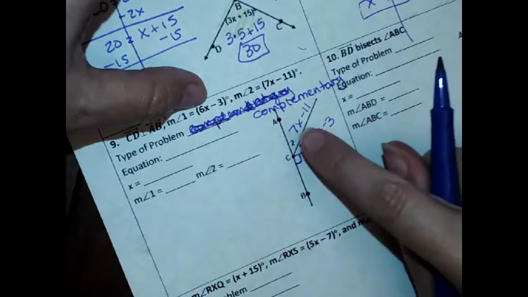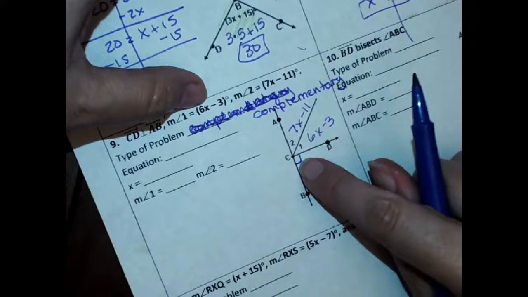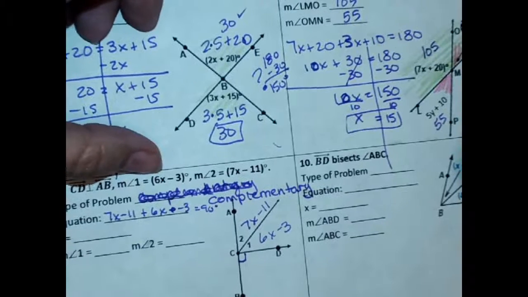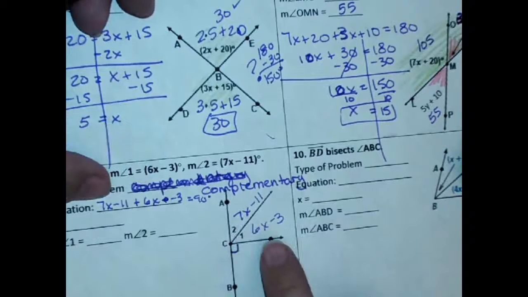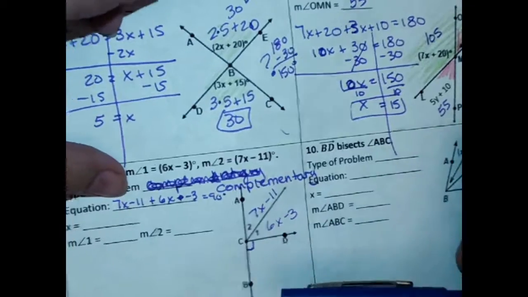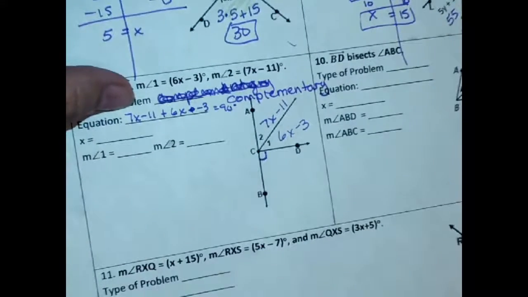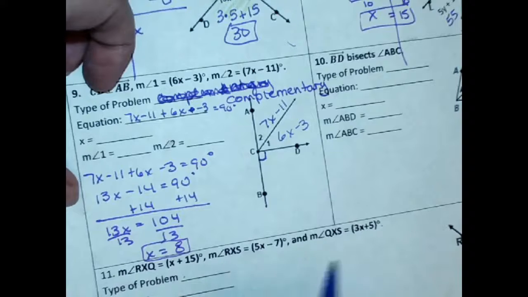So here, I know these two have to add up to 90 degrees, so that's going to be my equation I'm going to write. So I have 7x minus 11 plus 6x minus 3 equals 90 degrees. So now I'm going to work that problem out. You should pause the video and work that out on your own. So I finished working this out. Pause the video for a minute, make sure that your answer matches my answer.